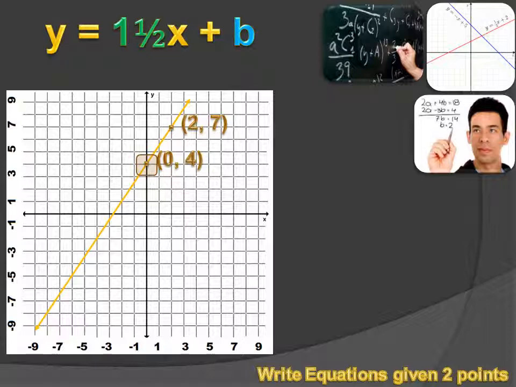Well, now in this case, the y-intercept is 4. So I can replace that b with a 4. And I know that the equation for this line is y equals 1.5x plus 4.